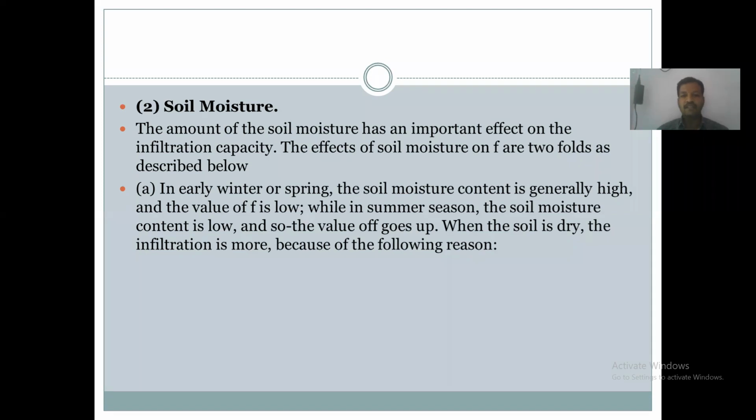Therefore, in the winter season, the infiltration capacity is low. Value of f is low, while in summer season, the soil moisture content is low. Therefore, the value of f, the infiltration capacity, will rise. So if the soil is dry, infiltration is more, and if soil is moist or wet, then the infiltration will be less. It depends upon the soil moisture.